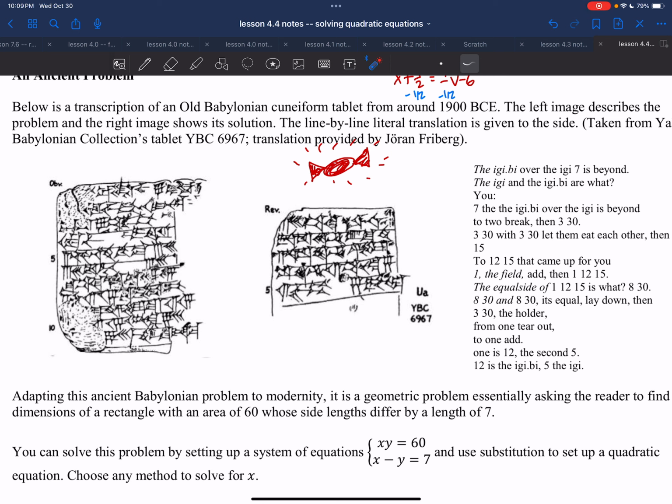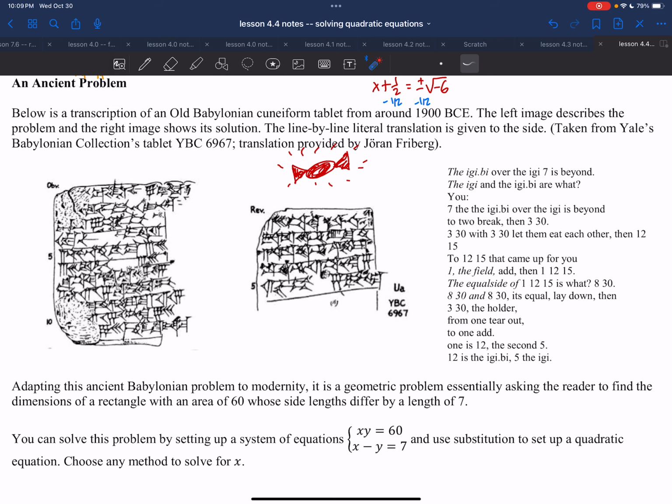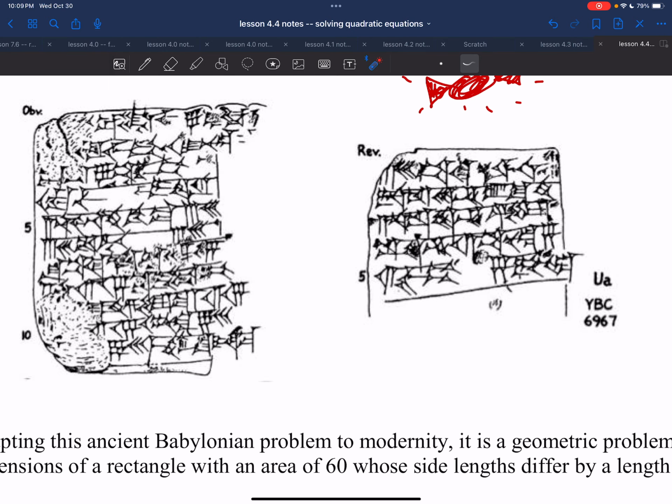And this tablet dates from around 1900 BC. Wow. Okay, what's the current year? 2024? We're talking 4,000 years ago, basically, right? Oh my gosh. We've been doing quadratic stuff for 4,000 years? Oh my goodness gracious. So this left image is the problem. This right image is the solution. So they gave the problem and solution. Can you imagine the fact that people wrote like this? That's insane. It's so cool. Oh my gosh.